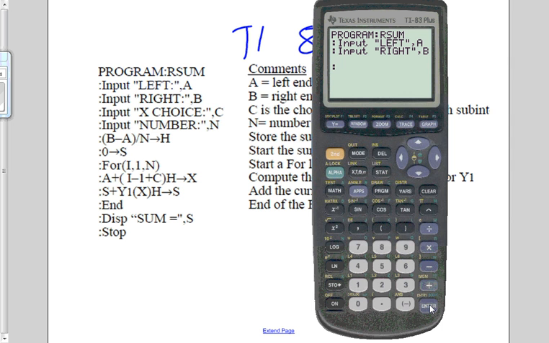The next command is sort of a weird command, and this is where we're going to tell our calculator whether we want to do left bound, right bound, or midpoint. And it's sort of an interesting name. We're going to call it X choice. But I'm going to stop the video here, and we'll finish doing this program in the last video.